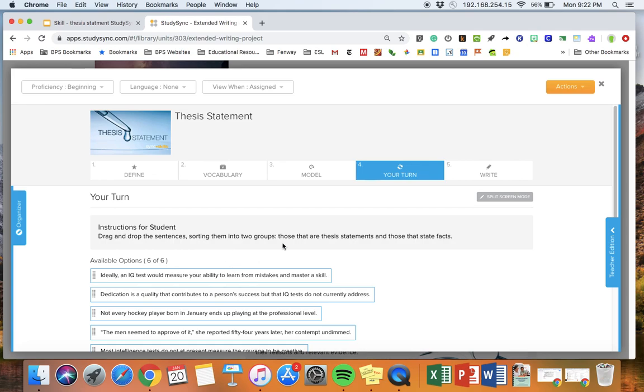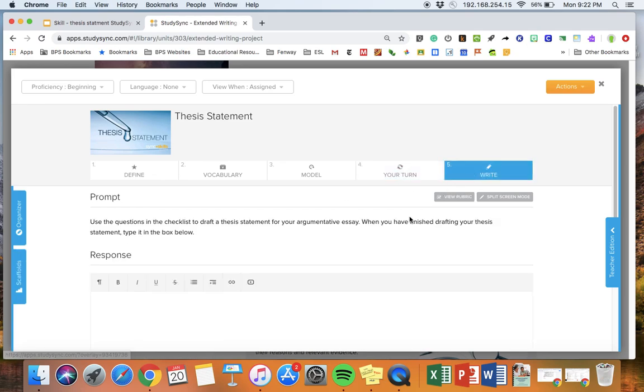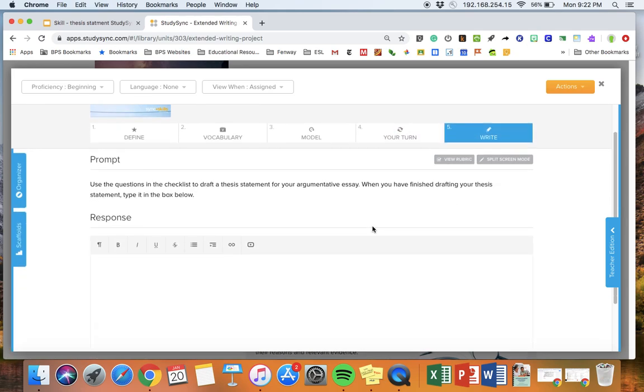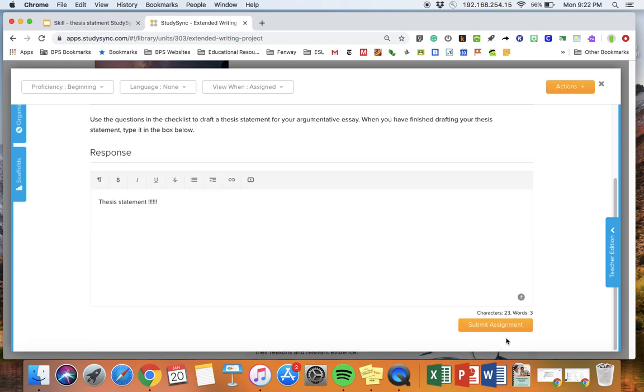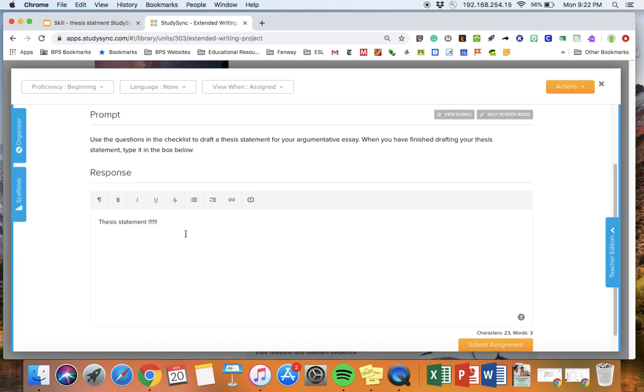So please complete that. And then finally, the write section. And this is where you will actually write out your thesis statement. Okay, yours won't say thesis statement. Yours will say something profound and interesting and arguable. And when you're done, you're going to submit it by pressing this button down here.